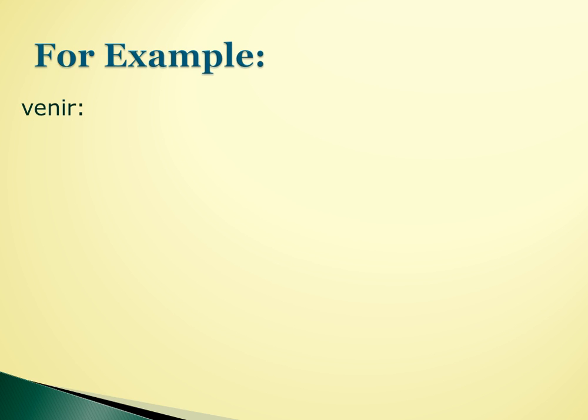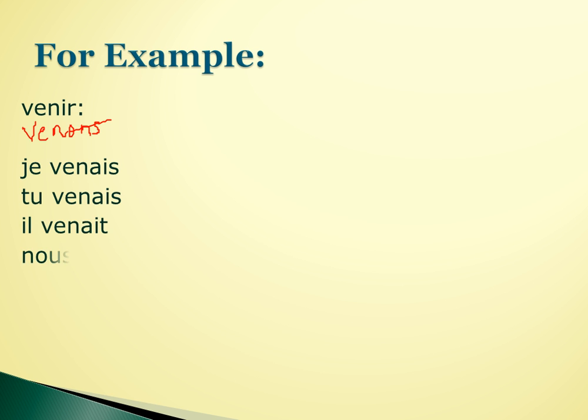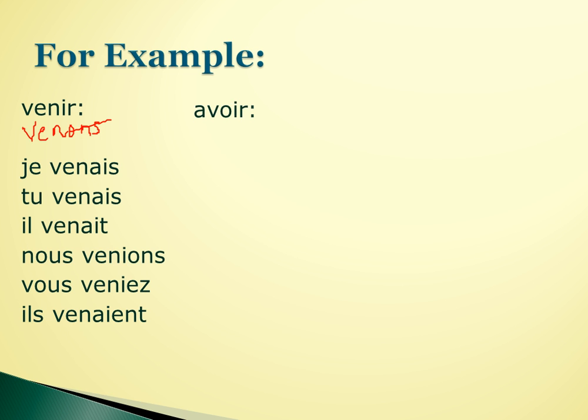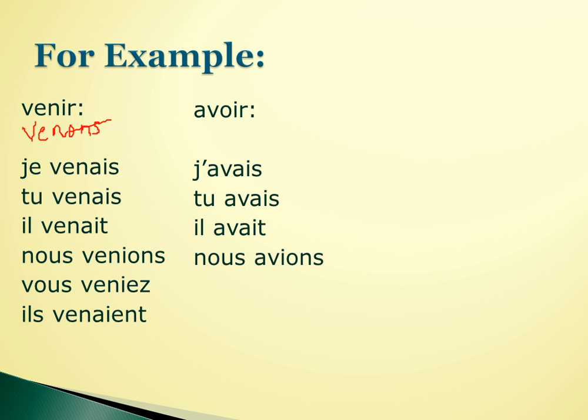Continuing with our examples. The new form of venir is venons. So we're going to just take this, drop the ONS, and then we get je venais, tu venais, il venait, nous venions, vous veniez, ils venaient. Avoir. Our new form is avons, so we're going to have j'avais, tu avais, il avait, nous avions, vous aviez, ils avaient.